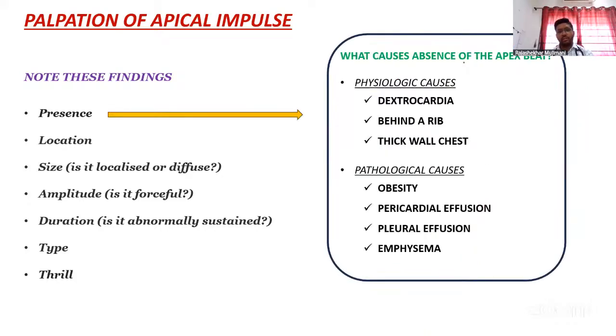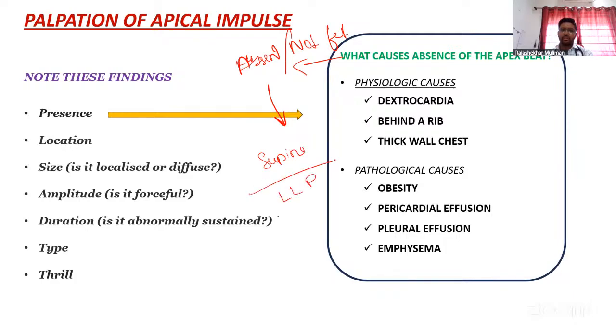So what causes the absence of apical impulse? Before going to this, what is an absent apical impulse? When do you say that the apical impulse is not felt? This itself is a question. To say the apical impulse is not felt, you need to examine the patient first in the supine position, next in the left lateral position, and then also the right side. Then only can you say that the apical impulse is not palpable.